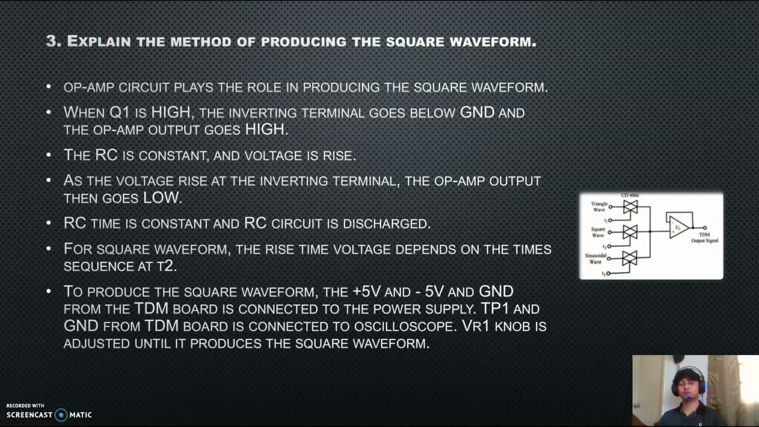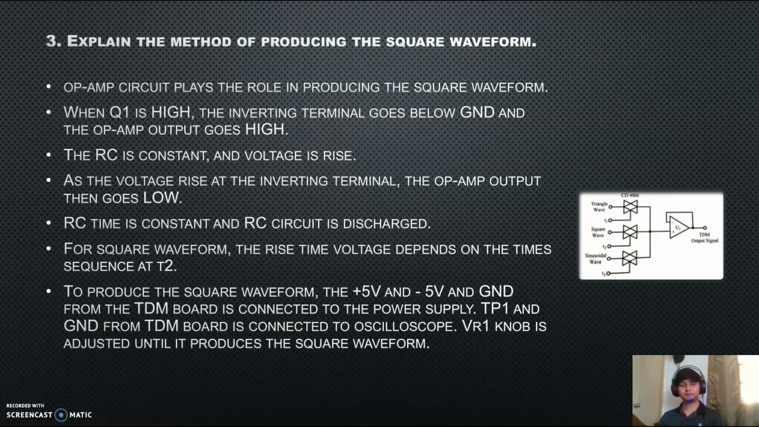To produce the square waveform, the positive 5 volt and ground from the TDM board are connected to the power supply. TP1 and ground from the TDM board are connected to the oscilloscope, and we have to adjust the VR1 knob until it produces the square waveform. So that is how we produce the square waveform.